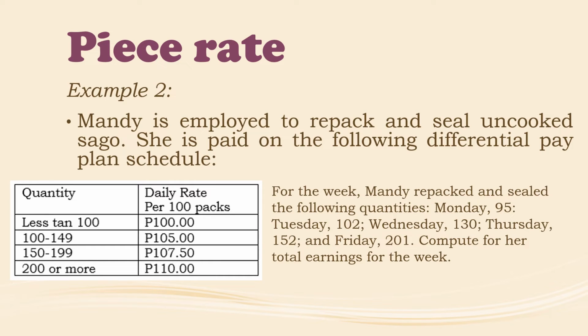Now, this is the sealed and repacked cooked sago by Miss Mandy. For the week, Mandy repacked and sealed the following quantities: Monday 95, Tuesday 102, Wednesday 130, Thursday 152, and Friday 201. Now, compute for her total earnings for the week.